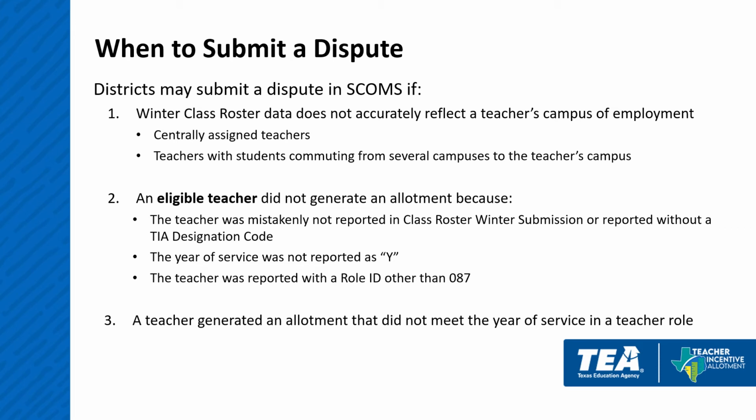Second, sometimes an eligible teacher didn't generate an allotment because they weren't reported correctly in winter submission. So they were reported either without a designation code, or maybe their year of service was not a yes, or they were reported with a role ID other than 087. In those 3 cases, they may not generate an allotment even though they should have been eligible. The last case is a teacher generated an allotment that did not meet the year of service in a teacher role, and we need to take that allotment away and change that year of service to no.